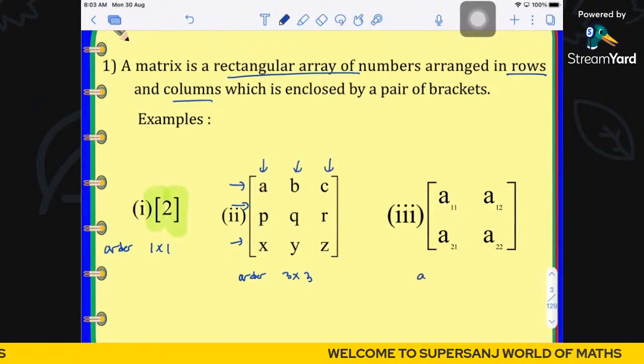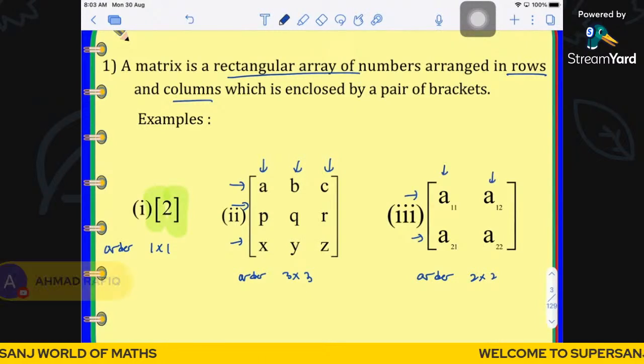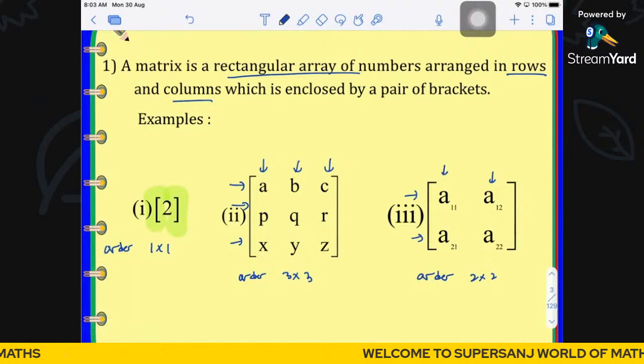And this is order of 2 by 2. This one you studied before in Form 5 maths. Am I right? Under the math chapter, you already studied this. Clear? Okay, so you have studied this before.